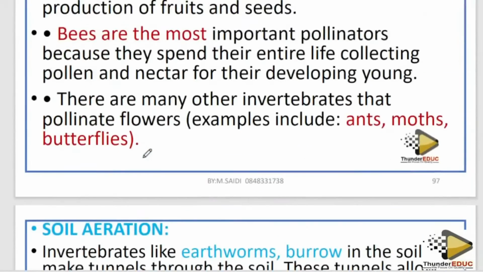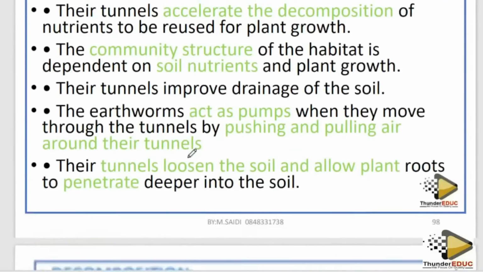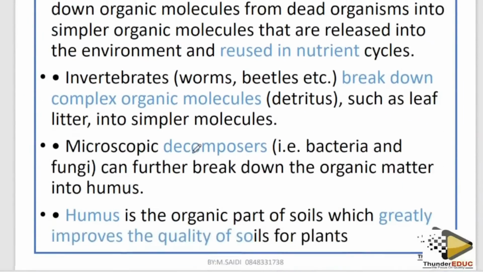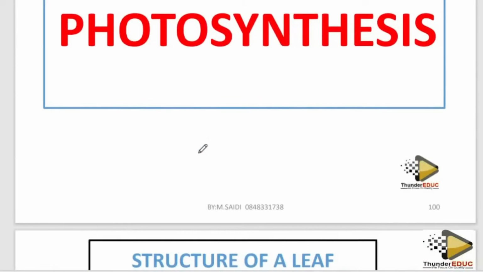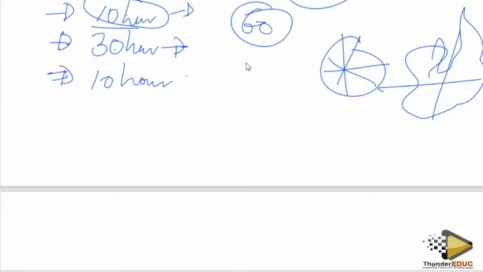So these organisms are very important for pollination. They're very important for aeration of the soil, decomposition. I've taught you this, and then there is a topic. What are you supposed to focus on? Photosynthesis. Because this is a small topic, put 10 hours. So now I have 10, meaning that now I have 60 hours.